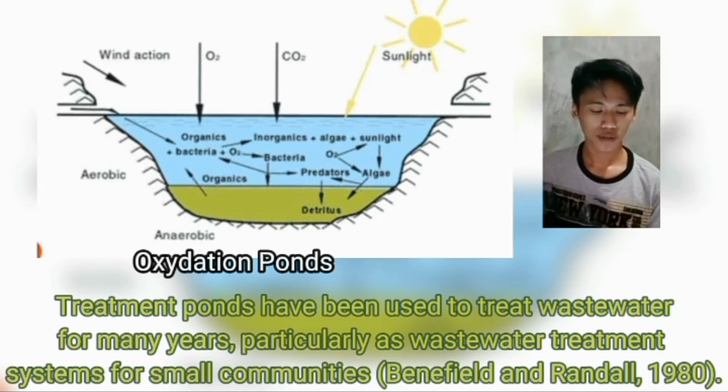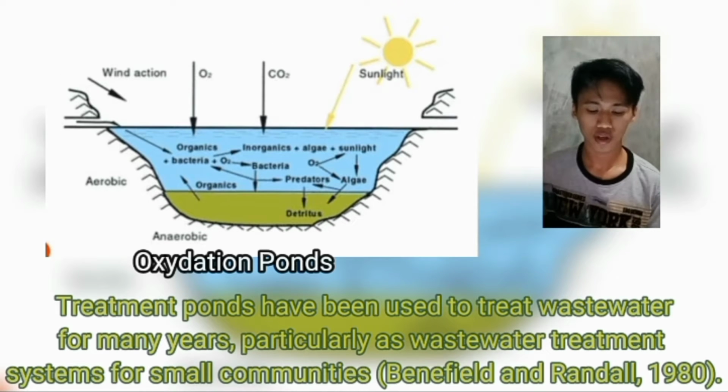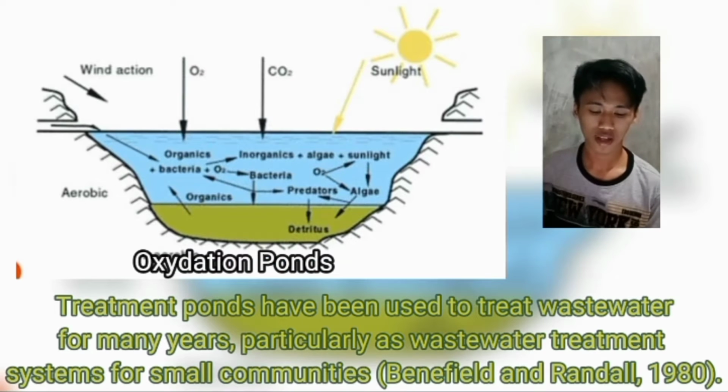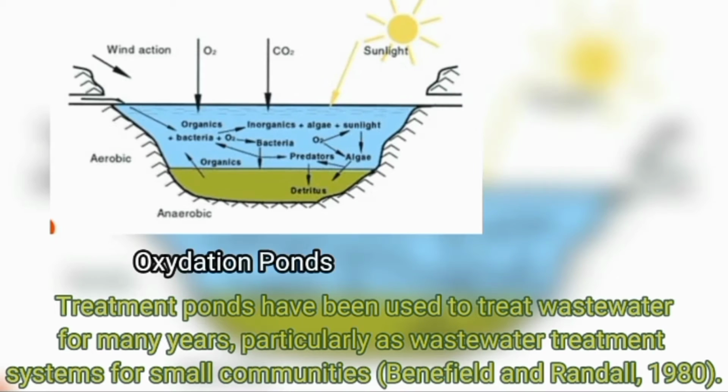Oxidation ponds. Treatment ponds have been used to treat wastewater for many years, particularly as wastewater treatment systems for small communities. Benefield and Randall, 1980. Many terms have been used to describe the different types of systems employed in wastewater treatment.